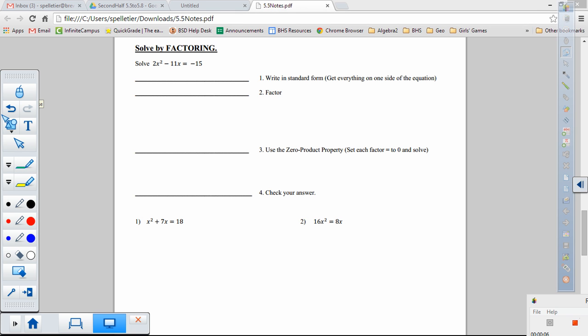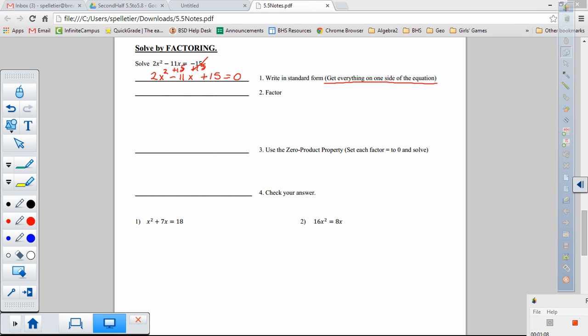Before we can do that, though, remember that when you're factoring, you have to have everything set equal to 0. So get everything on one side of the equation. I have to add the 15 to one side of the equation to get rid of it here, and I'm going to add it to this side. So my equation is going to say 2x squared minus 11x plus 15 equals 0. I basically just undid the negative 15 from the right side, added it to the left side, and now the right side has a 0. So everything is on the left. Perfect. And now I'm just going to go ahead and factor.